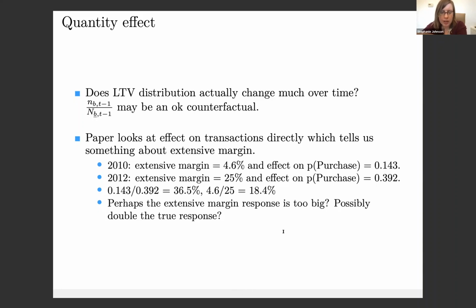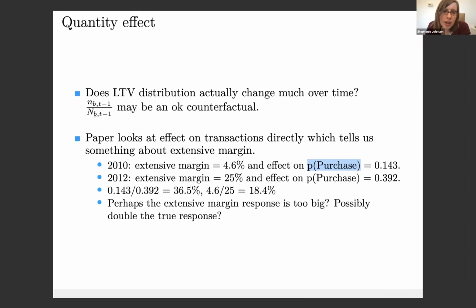change. In terms of ways to try to address this, one possibility is if the LTV distribution doesn't actually move very much over time, it may be okay to just use the previous year's share as a counterfactual. It's possible that could be better than using this linear time trend. And then secondly, unlike our paper, in this paper they're actually able to look directly at effects on home purchases, which also tells you something about the extensive margin effect.